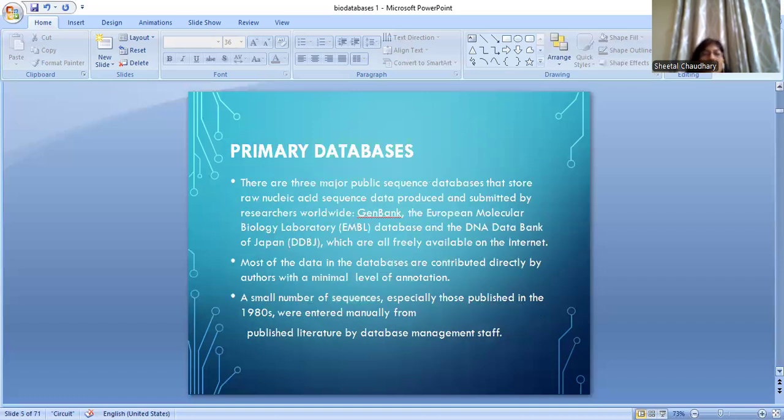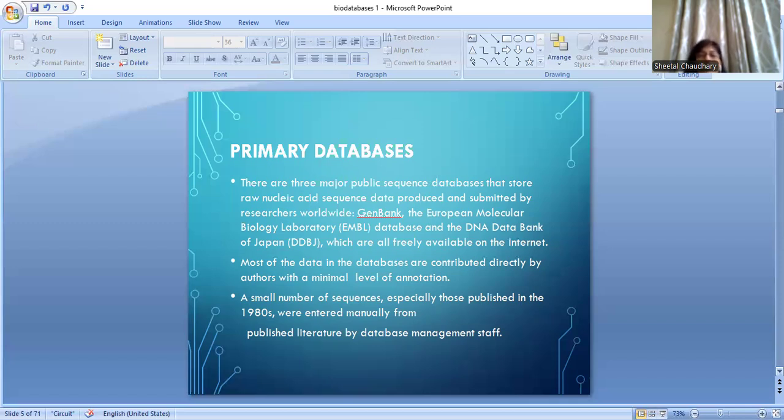Primary databases. There are three major public sequence databases that store raw nucleic acid sequence data submitted by researchers worldwide. GenBank, the European Molecular Biology Laboratory, that is EMBL database, and the DNA Data Bank of Japan, that is DDBJ, which all are freely available on the internet. Primary databases are freely available on internet. An example is GenBank, EMBL, DDBJ.